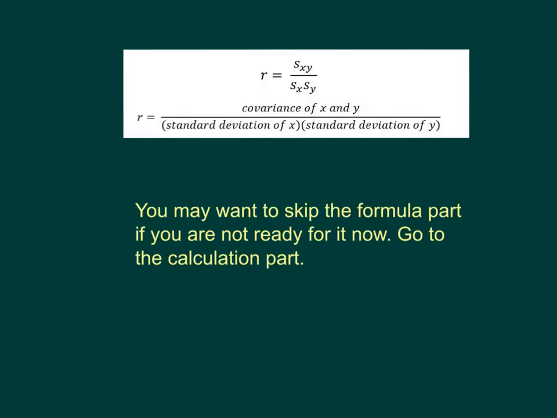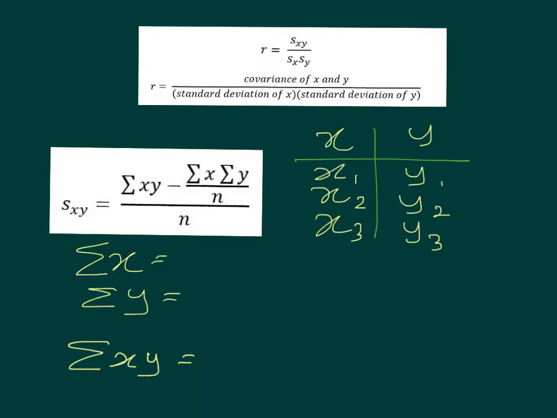The formula for calculating correlation is given by this. That is the covariance of x and y divided by the standard deviation of x times the standard deviation of y. The formula for covariance is this one. And this funny symbol here is called sigma. It just means the summation.